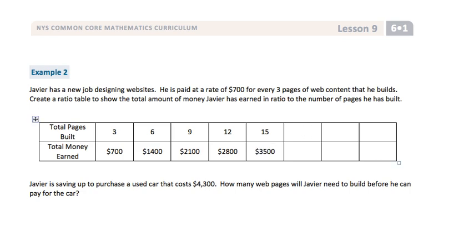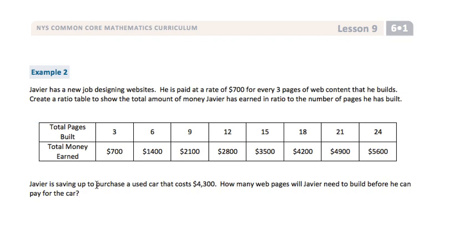If we multiply the original by 6, we'll get 18 pages and 4,200. If we multiply by 7, we would get 21 pages and 4,900. And finally, if we multiply the original numbers by 8, we would get 24 pages and 5,600 for the amount of money he's earned. After you've completed your table, you can answer these questions quite easily.